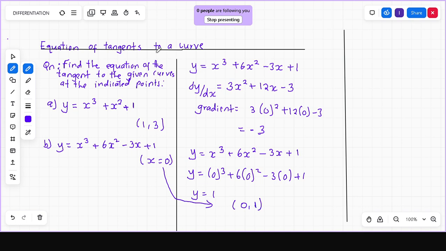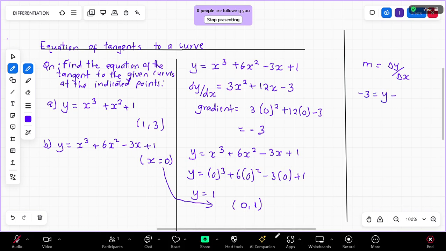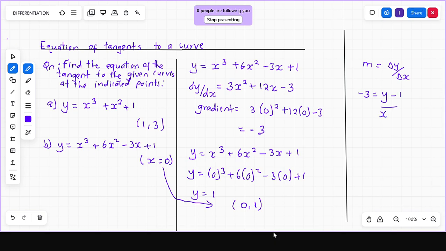Now find the equation. The gradient of that given tangent is equal to the change in y over the change in x. So the gradient we obtained, negative 3, is equal to y minus 1, where 1 is the y coordinate, over x minus 0. So the equation: y minus 1 is equal to minus 3x. So the final answer becomes y is equal to minus 3x plus 1. And that's how we find the equation of the tangent.